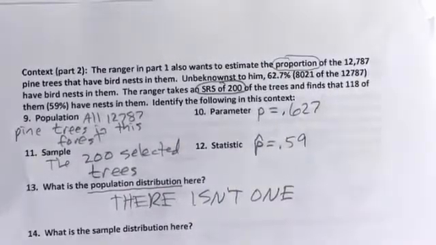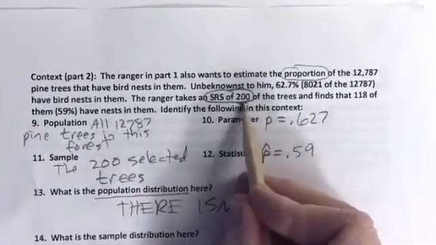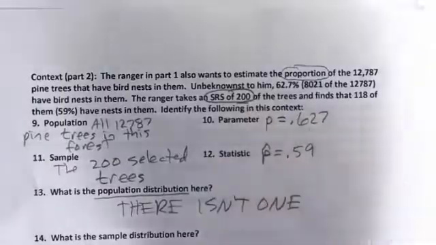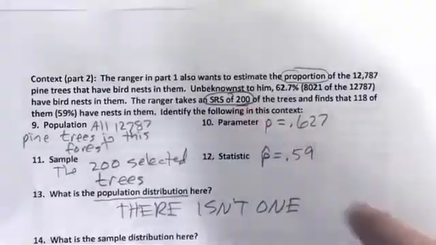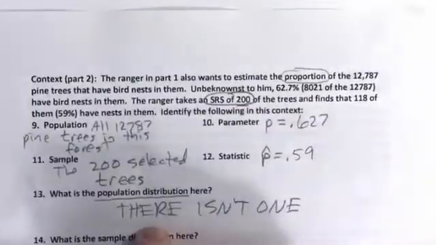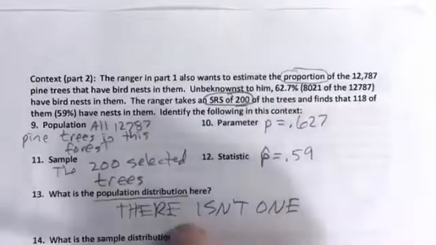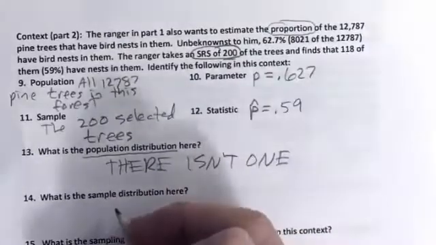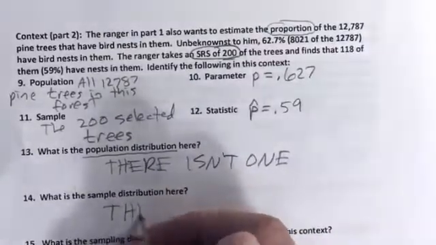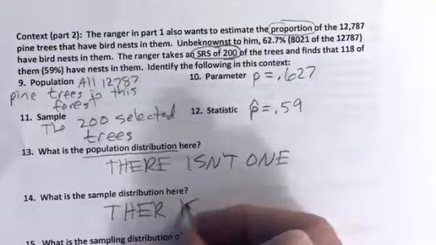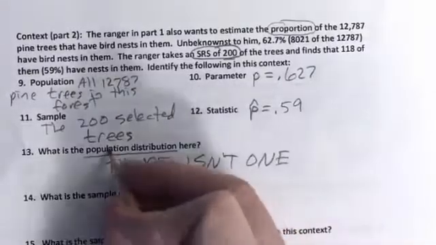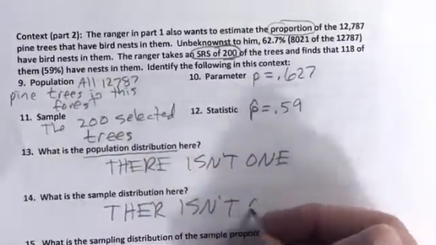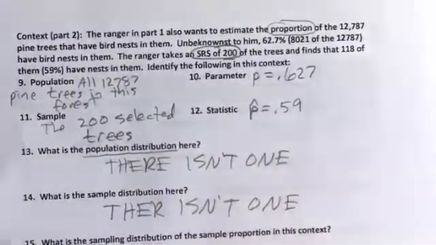Same thing with a sample. It's not like all 200 of these trees have a different number. They either have a bird's nest or they don't have a bird's nest. So it's a success-failure situation. It's categorical. There is no sample distribution. So there isn't a population distribution or a sample distribution with proportions, okay?